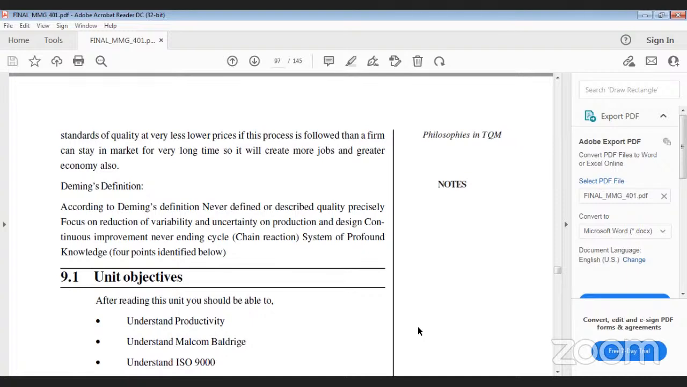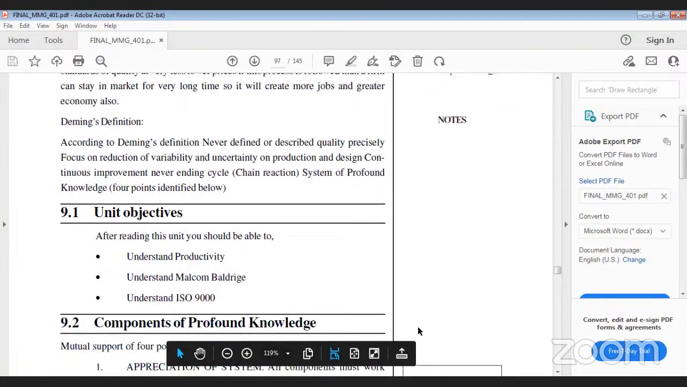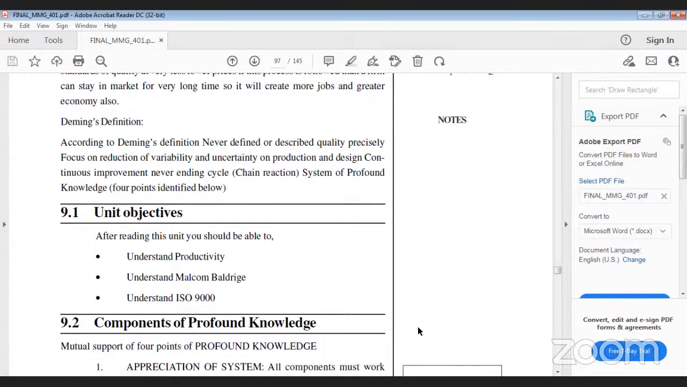There are three unit objectives. The first one is to understand productivity. What do you mean by productivity? And the mutual support of the four points of profound knowledge here. Then the second objective is to understand Malcolm Baldrige. Then the third one is to understand ISO 9000 here.